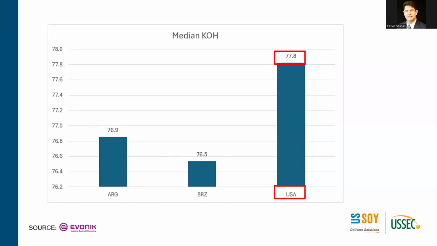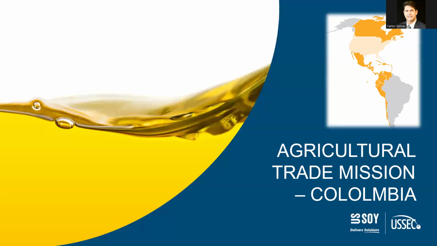Again, it's great to have higher protein, but if that protein is not digestible or not as digestible to the animal, at the end of the day, what are you paying for? And I think U.S. soybean meal certainly gives you higher digestibility. Not only do we see that on the KOH, but we also see it in the lower numbers of trypsin inhibitors. Again, with third-party data from Evonik. This is not USEC numbers. This is third-party.